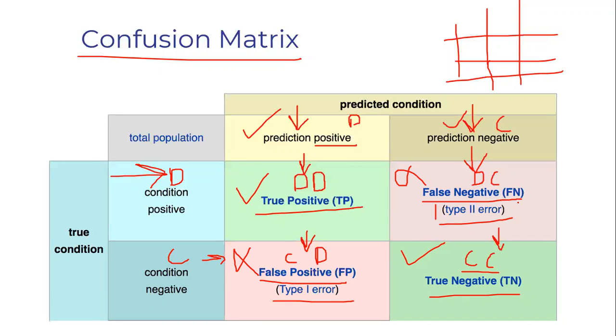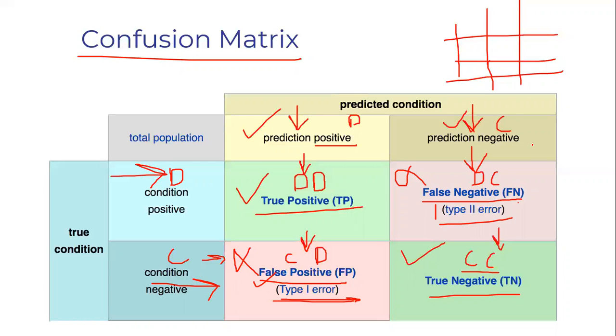So if a man goes for a pregnancy test and he comes out positive, then it is a false positive, because I'm falsely predicting that a man is positive, but in actuality he cannot be. Biologically, a man cannot get pregnant. So it's a false positive, or type 1 error. It is called type 1 error.